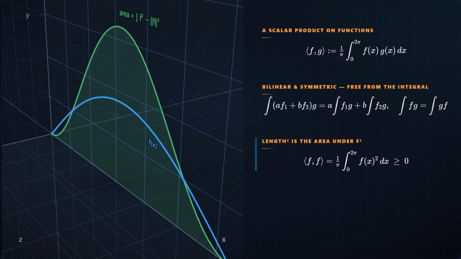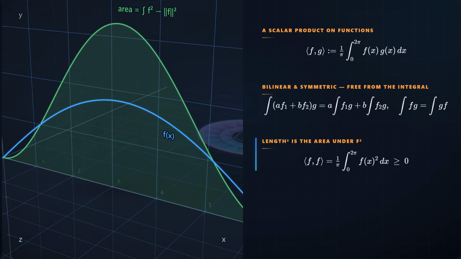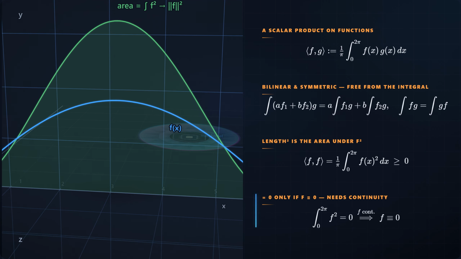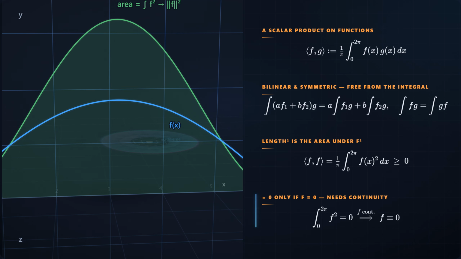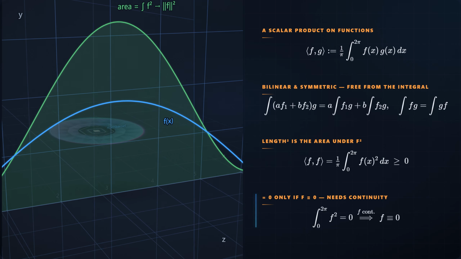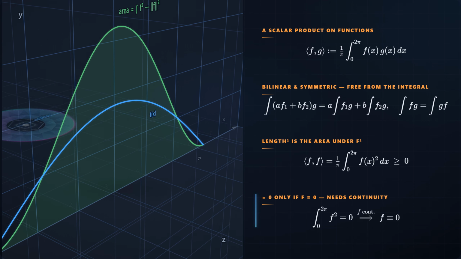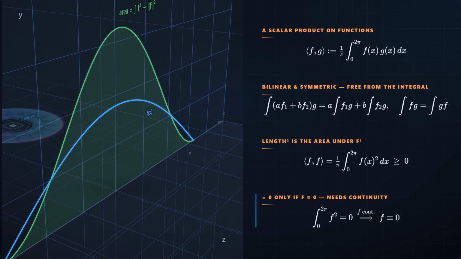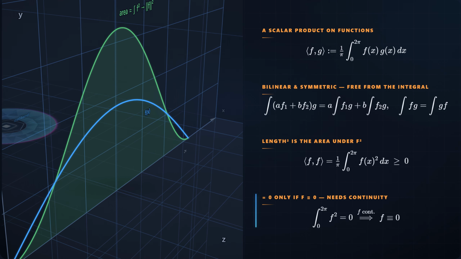The third axiom is where I expected trouble. Zero length must mean the zero function. Does it? Sharp instinct. And this is the one place continuity matters. If f were non-zero somewhere, then being continuous, it stays non-zero on a little neighborhood, which contributes real, positive area, so the integral can't be zero. Drop continuity, and this fails. You'd only get a semi-norm, not a true one. So on continuous functions, the integral of f times g is a genuine scalar product, bilinear and symmetric for free, positive definite the moment we insist on continuity.